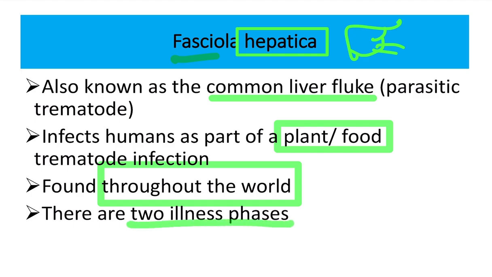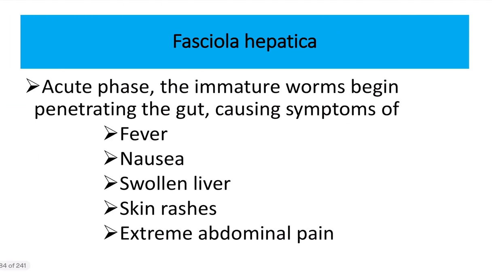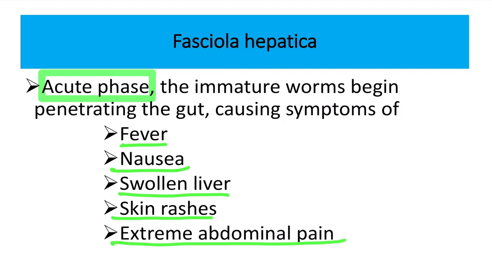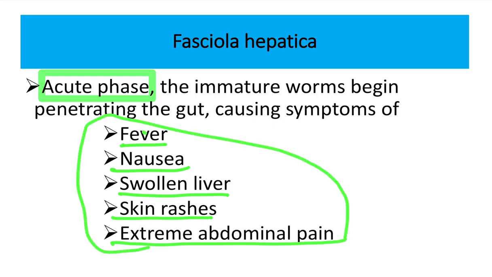There are two illness phases. That means Fasciola hepatica causes clinical symptoms in two phases. First of all, the acute phase. The immature worm begins to penetrate the gut and causes symptoms, and these symptoms are fever, nausea, swollen liver, skin rashes, and extreme abdominal pain. They are the features of Fasciola hepatica.